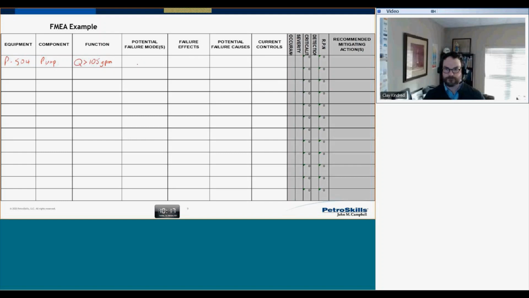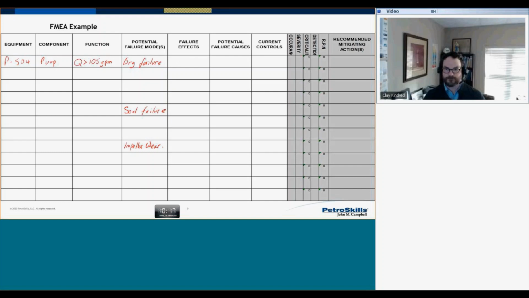And I'm going to have a lot of them. So I could say a potential failure mode could be a bearing failure. I could have another one which could be a mechanical seal failure. I could have another one which might be the impeller actually wearing out. That could be due to cavitation, or it could be due to erosion, whatever. So let's stick with the bearing failure.